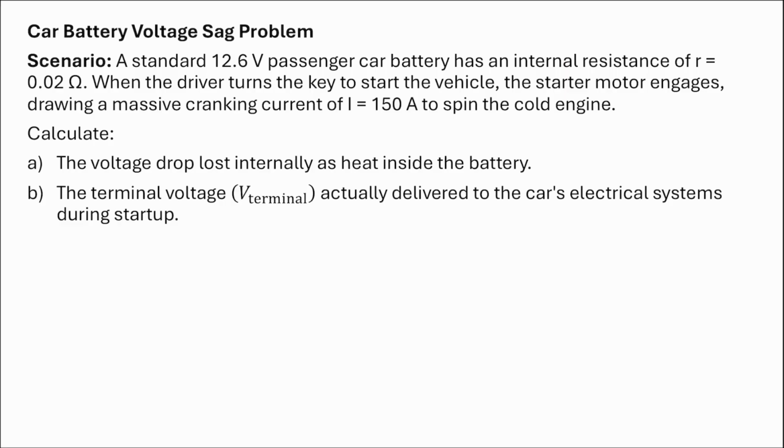In this question, we have a 12.6 volt car battery. This is the EMF of the battery, and it has an internal resistance of 0.02 ohm. When it starts, it will take 150 ampere, a huge current. So we can draw this one as this. This is your EMF, and then we connect the EMF with an internal resistance. So this is R, this is the EMF.